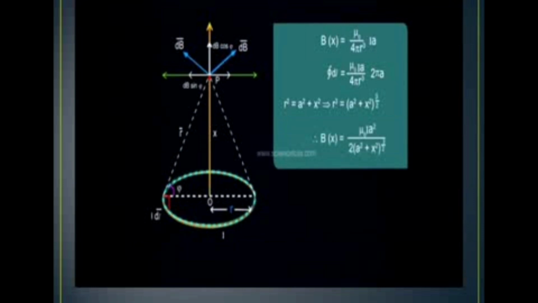So substituting in that equation, finally we will get Bx equals mu naught I a square by 2 times a square plus x square whole to the power of 3 by 2.